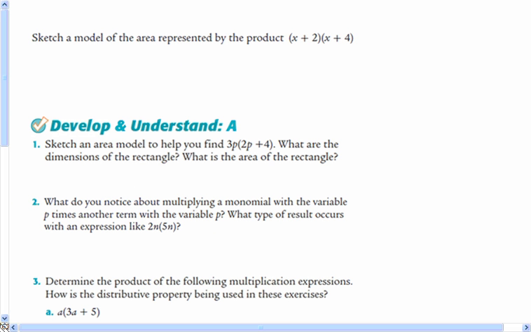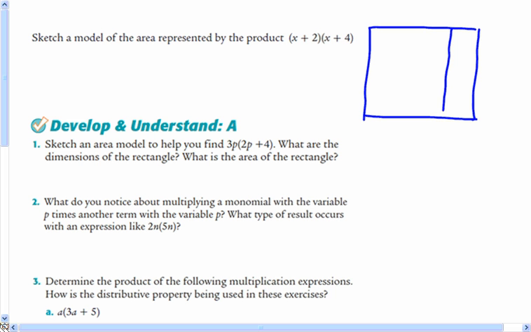All right, to sketch the model of the area represented by the product x plus 2 times the quantity x plus 4. And actually, I'm going to go ahead and do that. So let's say this part right here is x plus 4 more. And then that length from there to there and that length from there to there is the same. That's a square. And then there's 2 more added on the bottom here. So one way I can represent that area is by multiplying the length times the width, x plus 2 times the quantity x plus 4.